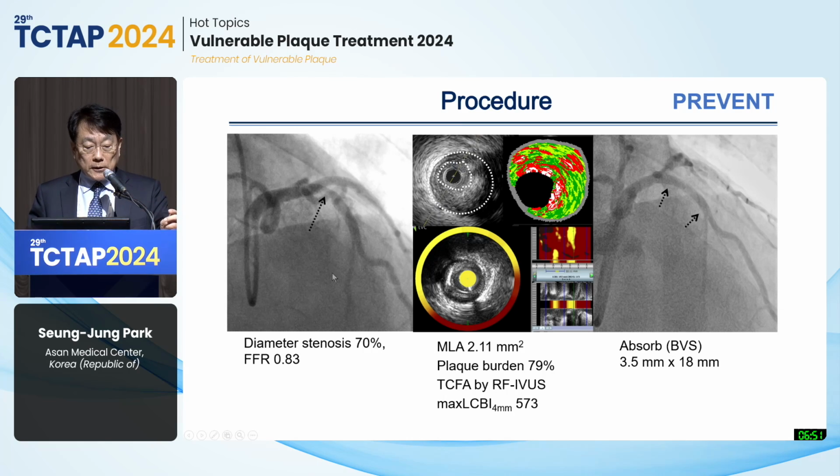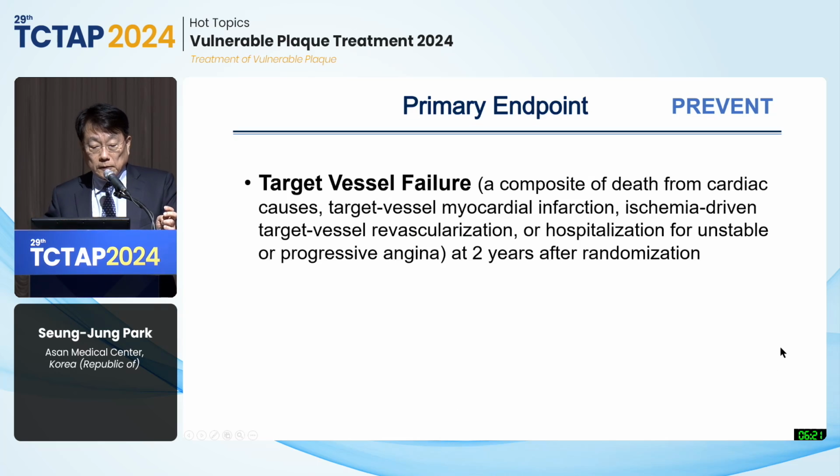This is a typical example. Look at that: diameter stenosis 70%, more than 50%, negative FFR 0.83. If you look at the imaging criteria, it is obvious: minimal lumen area less than 4 mm², plaque burden 79%, thin-cap fibroatheroma defined by RF-IVUS, and maximum LCBI 573. This was included in our study, and we deployed the BVS like this.